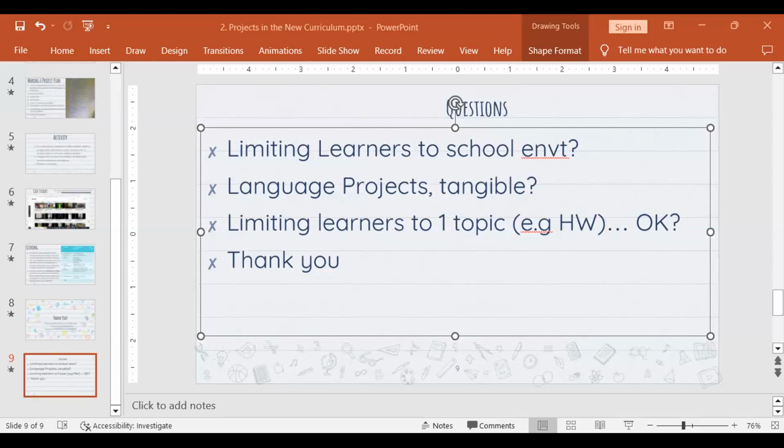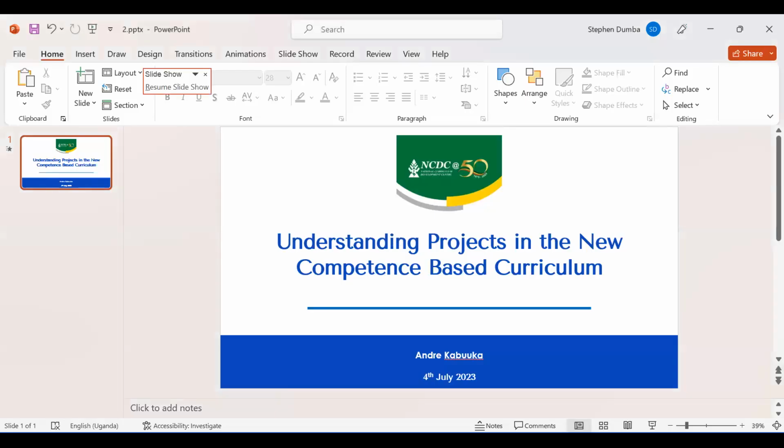I'm seeing some members here in the chat also bringing in some questions. There is a member who is saying, how do you relate your project to learning outcomes? Now, I want to also supplement something. Mr. Dumba earlier introduced me as one of the master trainers of the curriculum, and this area of projects has been really abstract right from the first training that we had.